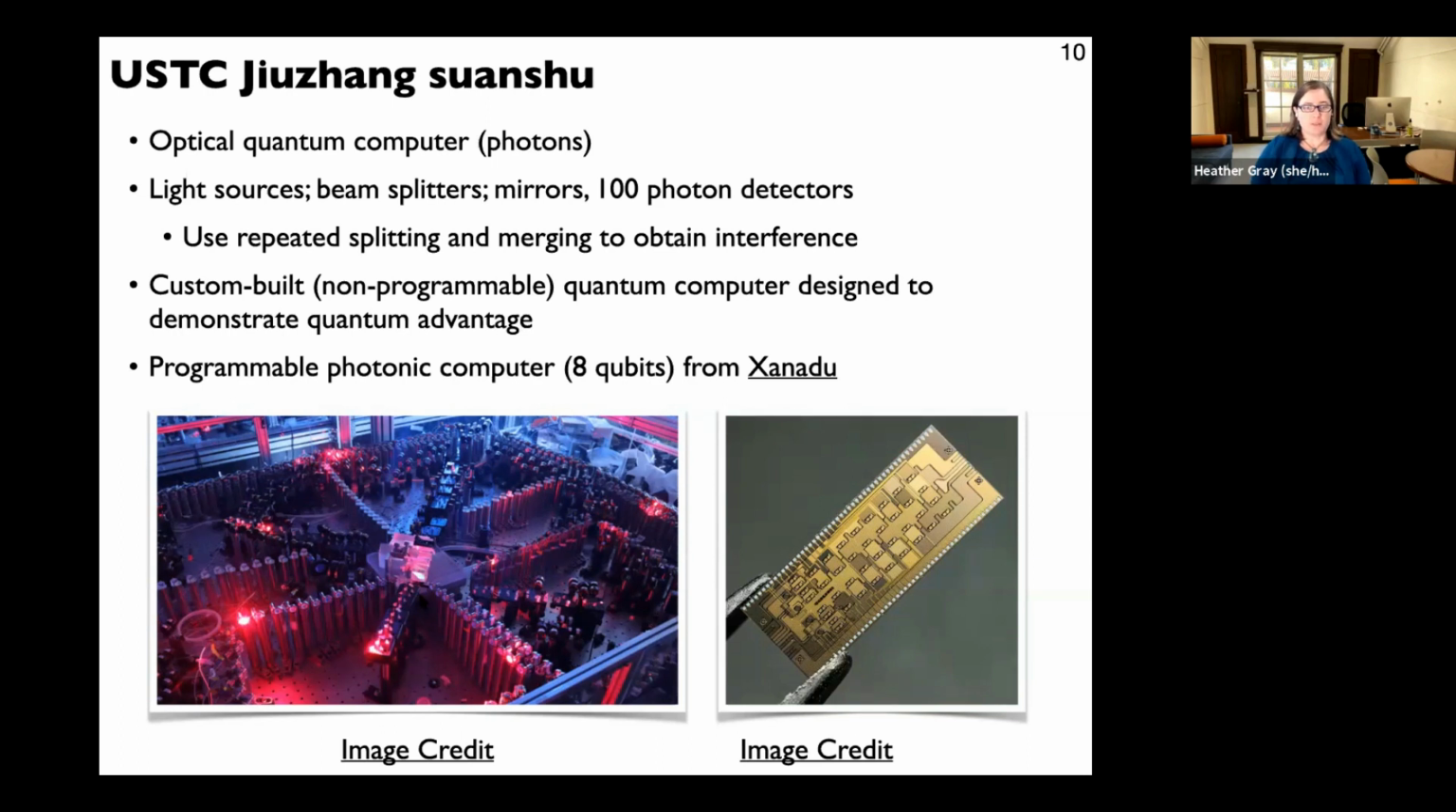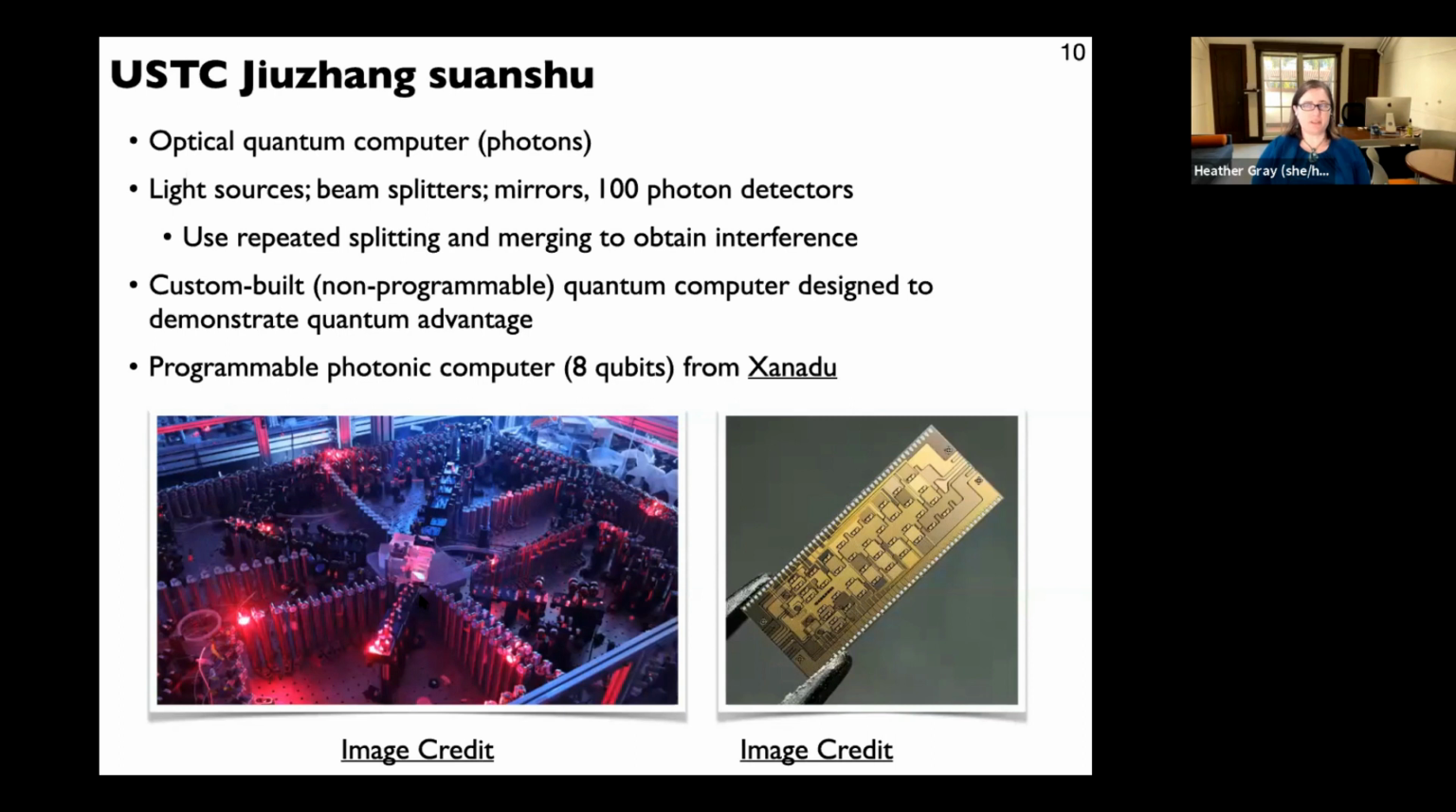It is an optical quantum computer. So we're really thinking about using photons and their polarization as the qubits. And all the different pieces that you can see here consist of light sources, beam splitters, mirrors, and then 100 different photon detectors, which I think are just photomultiplier tubes. The way this is used is that one uses repeated splitting and merging in order to obtain interference and to build up the quantum state that they want.